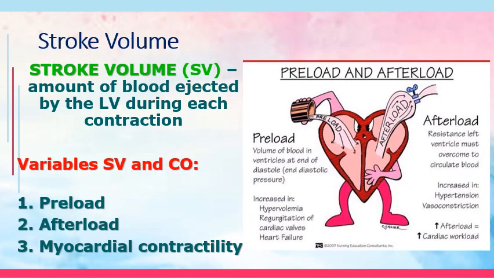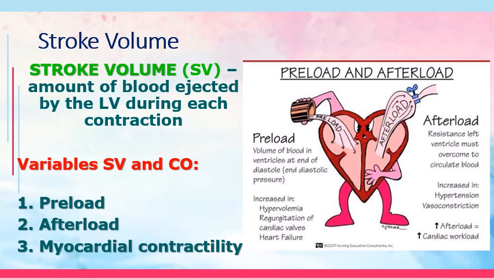Stroke volume. As mentioned, stroke volume is the amount of blood ejected by your left ventricle during each contraction. Okay, so meaning it's the amount of blood that goes out of your left ventricle every time it contracts. These are the variables that would affect your stroke volume and your cardiac output. You have your preload, afterload, and myocardial contractility.